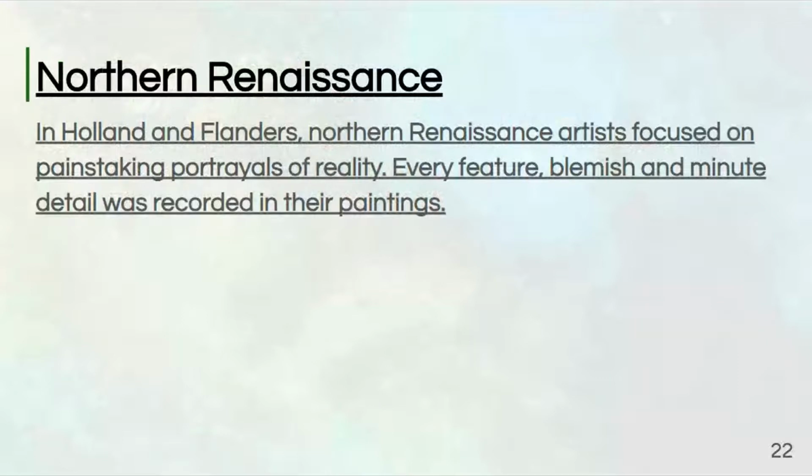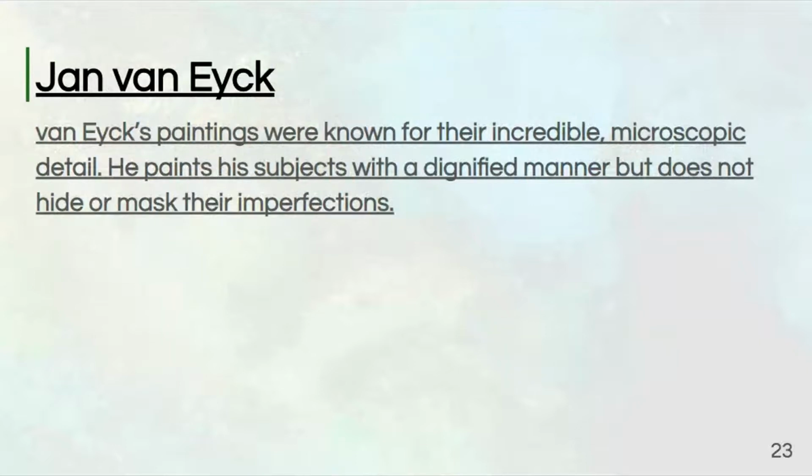Let's talk about Northern Renaissance, because we've really been focusing on Italy at this point, and we have to keep going because the Renaissance didn't just happen in Italy, it happened all over. So, in the northern part of the Renaissance artistic movement, we see a hyper focus on detail. Every single thing they wanted to render accurately in their paintings.